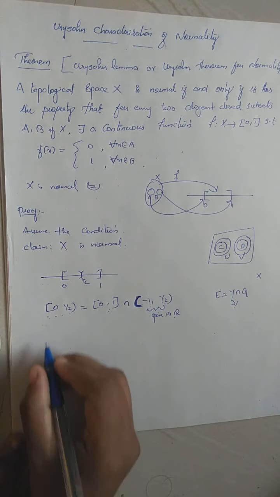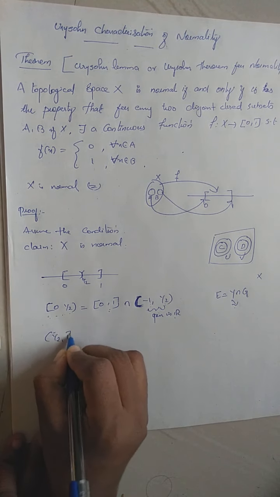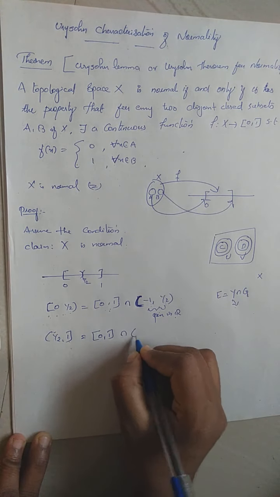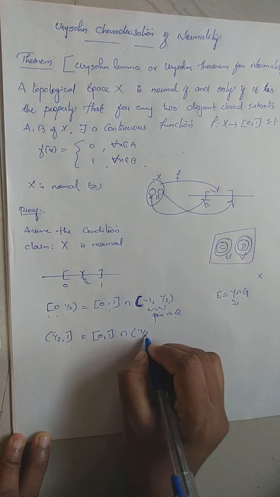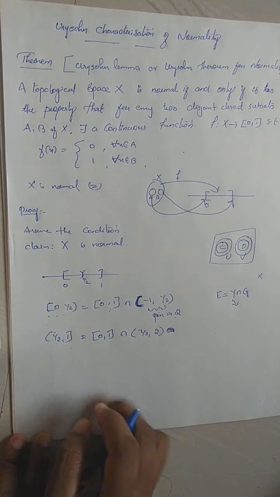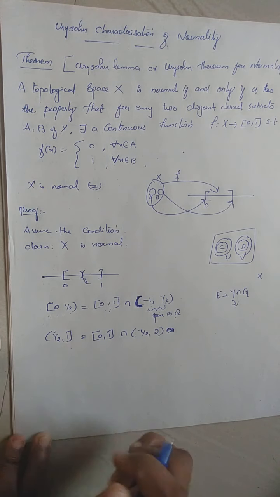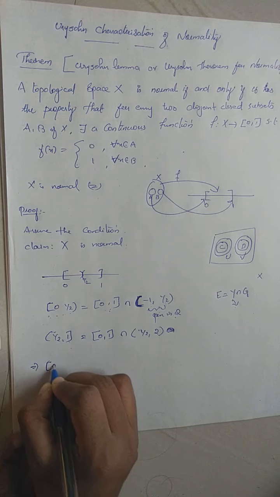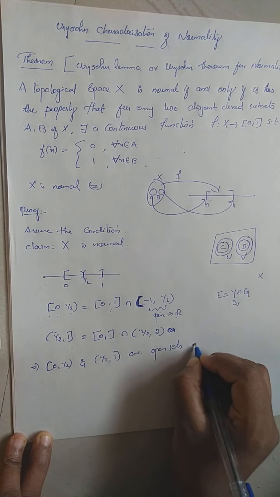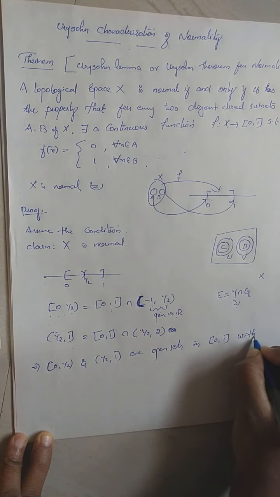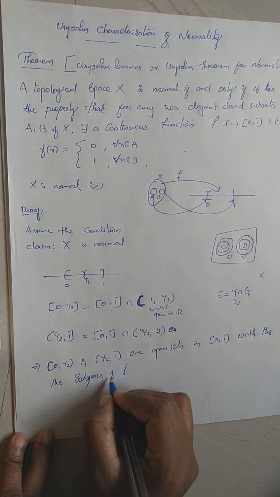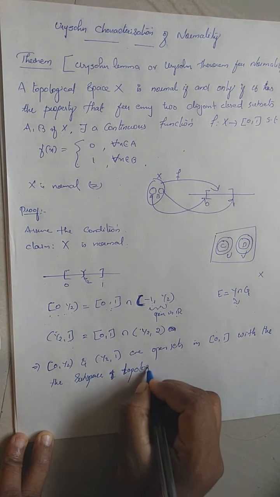Similarly, the interval (1/2, 1] is also an open set in the closed interval [0, 1], because this can be written as the closed interval [0, 1] intersection (1/2, 2). Clearly this intersection will be (1/2, 1], right? Which implies [0, 1/2) and (1/2, 1] are open sets in the closed interval [0, 1] with the subspace topology of the real line.